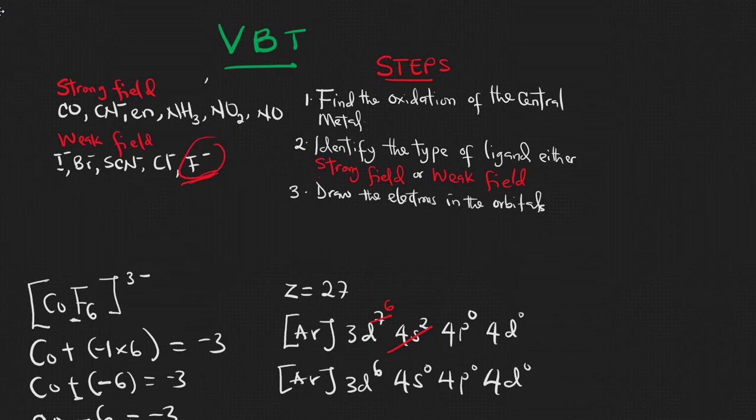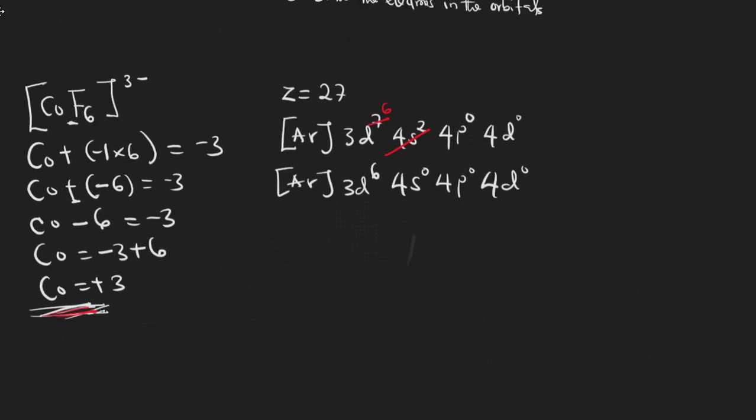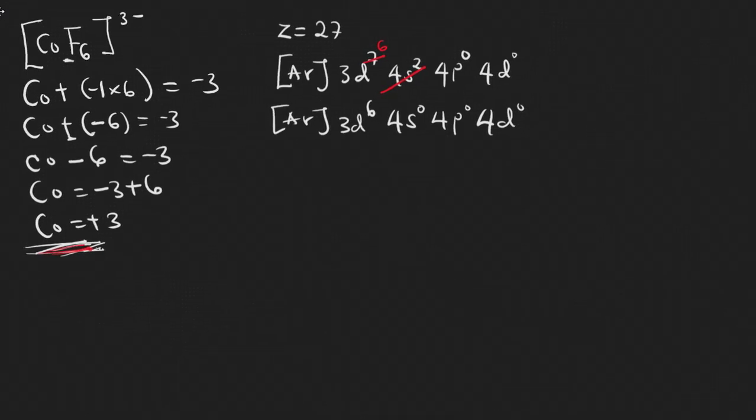That is a weak field ligand, and we know what weak field ligands can do and what strong field ligands can do. We said that strong field ligands always force pairing of electrons. Now, since fluorine is a weak field ligand, that means it's not going to force pairing. So let's draw the orbital.